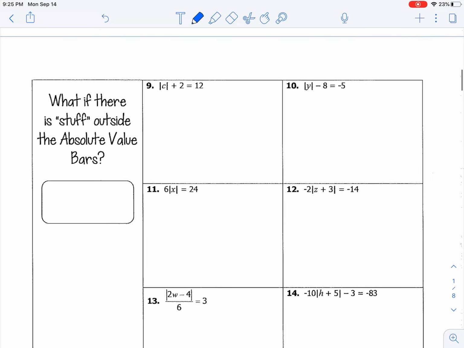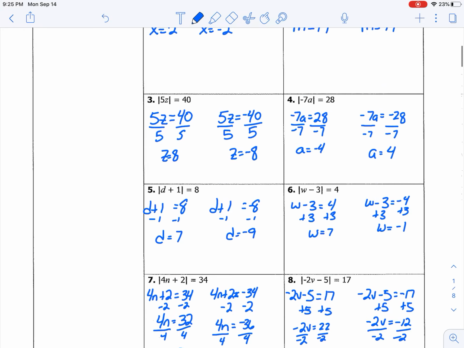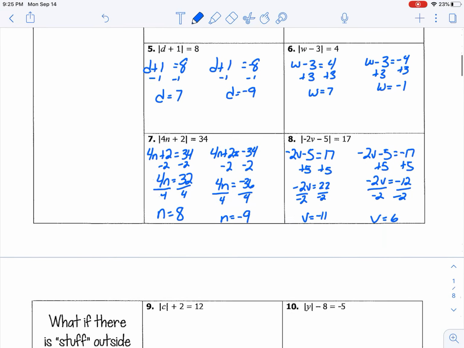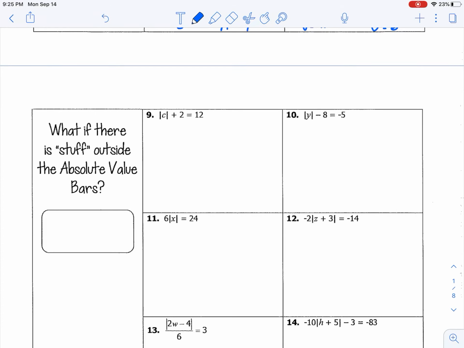The back side. So that was solving one type of equation. In all these equations, the absolute value was already isolated. There wasn't anything special that we needed to do beforehand in order to solve that. Now what if there is stuff outside the absolute value bars? We're going to isolate the absolute value.